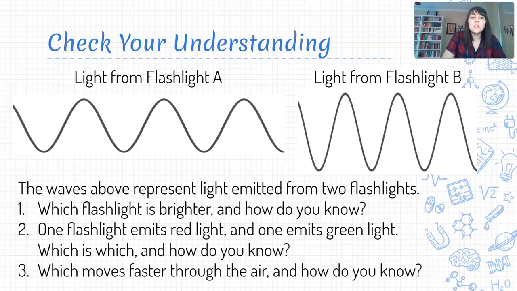Last question, which of these flashlights is producing light that's going to move faster through the air? Neither. They're both going to move at the same speed through the air because, again, the color of the light, the brightness of the light, none of those things influences the speed. It's all just a function of the air that our light is traveling through.